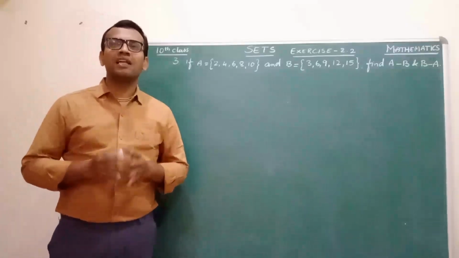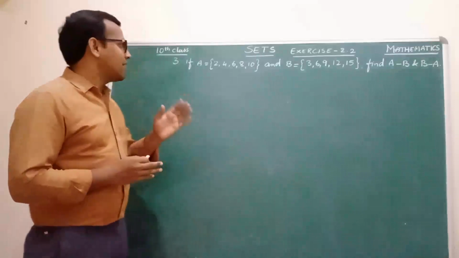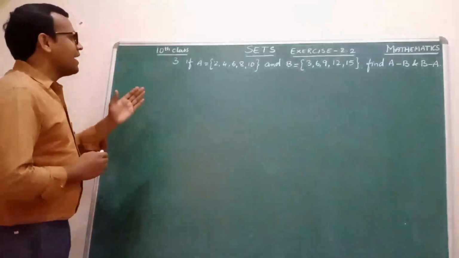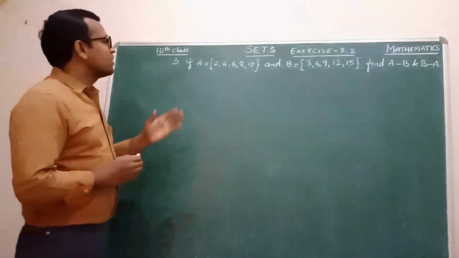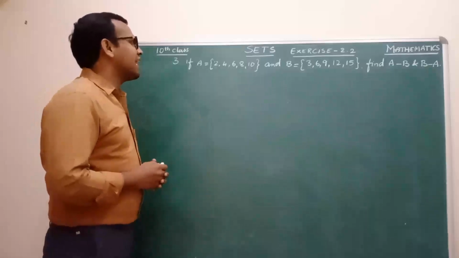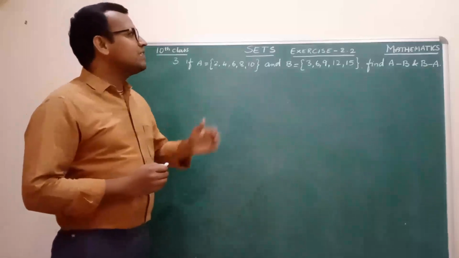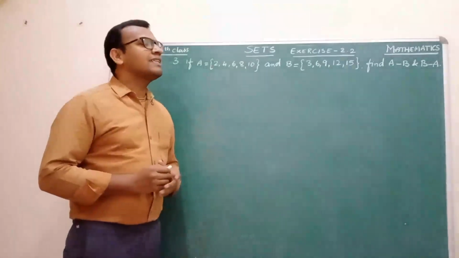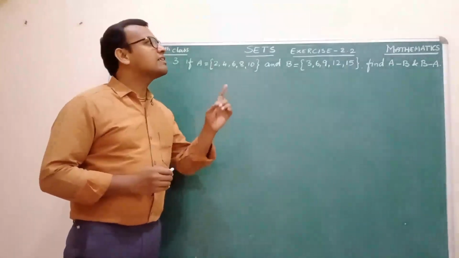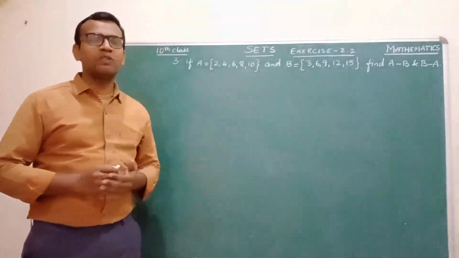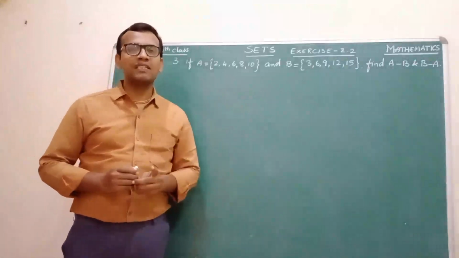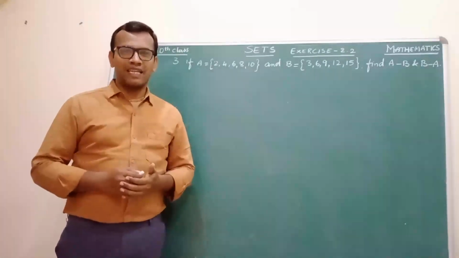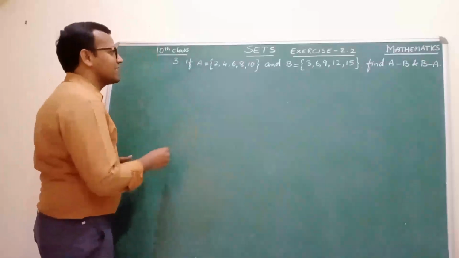Now let us do the third problem, and here it is. A is equal to the set of 2, 4, 6, 8 and 10. B is equal to the set of 3, 6, 9, 12 and 15. Find A minus B and B minus A. So we need to find both A minus B in the beginning and then B minus A. Now let's start with A minus B.